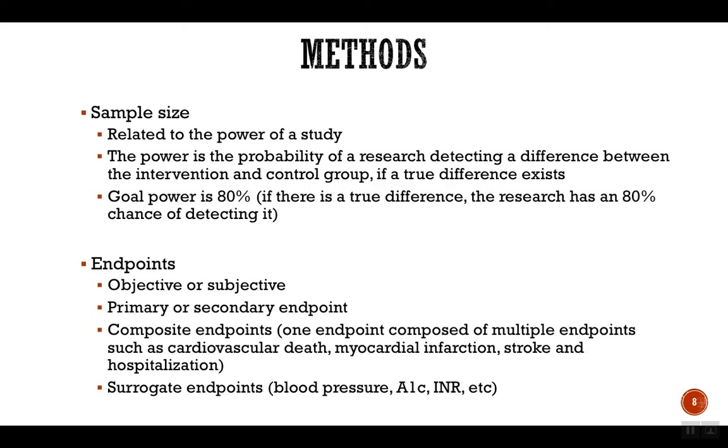Then they have composite endpoints. Now, a composite endpoint is when one endpoint is composed of multiple endpoints, such as cardiovascular death, myocardial infarction, stroke, and hospitalization. Usually, researchers will use this method when they can't find a statistically significant result with just, say, one endpoint by itself. So what they do is combine multiple endpoints, and that usually helps the results become statistically significant. And if a study is using this method, you want to be careful, right?